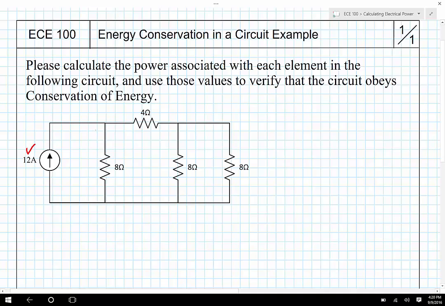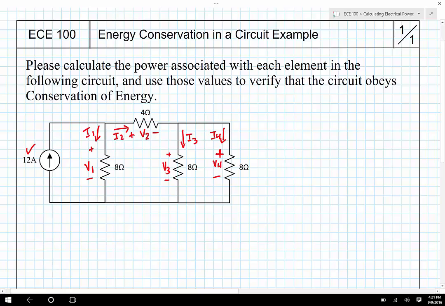So let's go ahead and label a few things here. I'm going to have this being I1, and this will be V1. And then we're going to have I2, and this will be V2. Notice that I always draw them so that the positive terminal is going to get the arrow of the current. And then here is I4, and this will be V4.